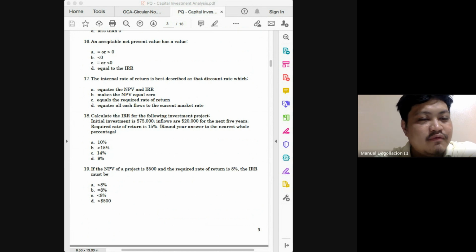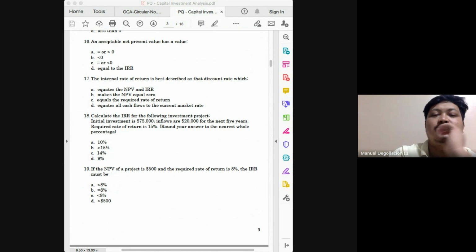Okay, again, your internal rate of return is the interest rate that would make the present value of the inflows equal to the present value of your outflows. Or in other words, the internal rate of return is the interest rate that would make your NPV equal to zero. Because again, how do you get your NPV? You get your NPV by deducting the present value of your outflows from your present value of inflows.